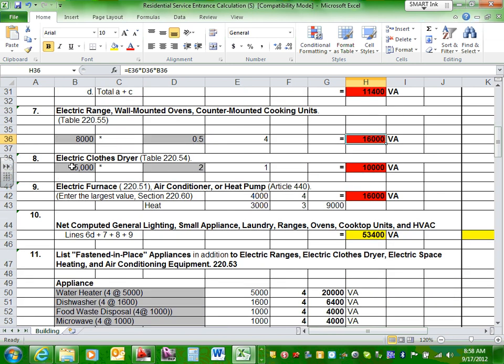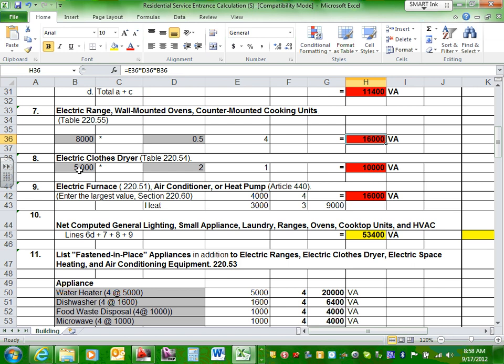All right, let's go to the electrical dryers. Electrical dryers are weirdos. The code, Article 220.54, says the following, Aaron. If your dryer is less than 5K, make it 5K. If it's more than 5K, leave it as is. Less than 5K, make it 5K. I think our dryers were 5K.